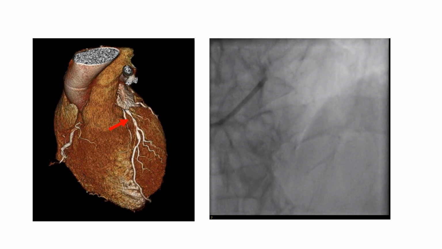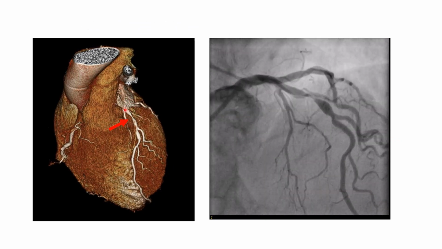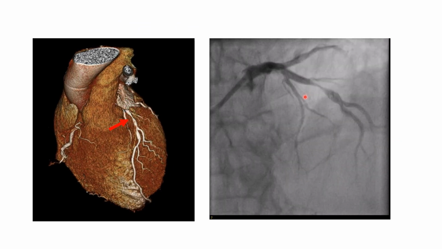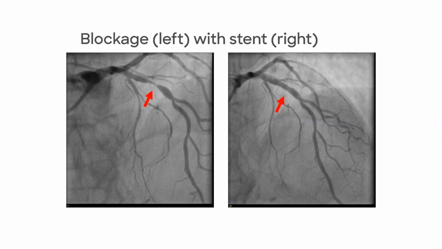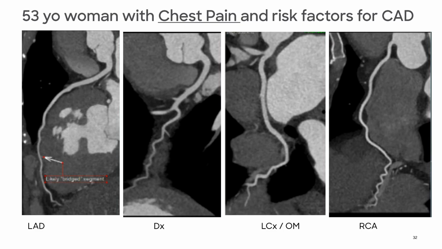And this is what a 3D view of it looks like, and this is what the angiogram looks like, and you can pretty clearly see that severe narrowing. So this is before the stent, this is after the stent, and they did much better after getting their arteries taken care of.